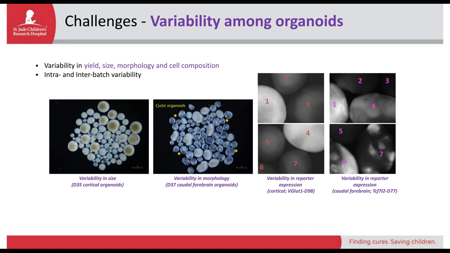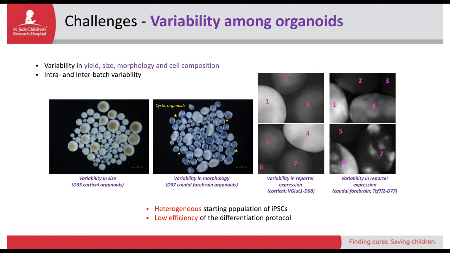And here we have a bunch of caudal forebrain organoids expressing a different reporter. Again, you can see there are some organoids with strong, full expression of the reporter, some with weak expression, some without any expression at all, and some expressing the reporter in patches throughout the organoid. So the variability can be quite significant. So what is the reason for this variability?